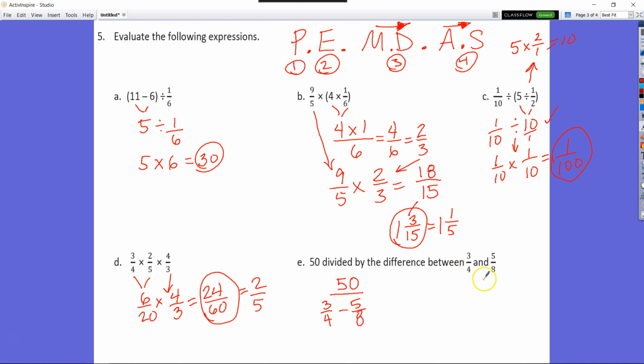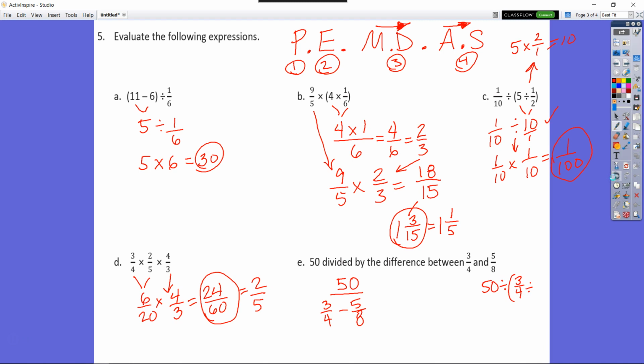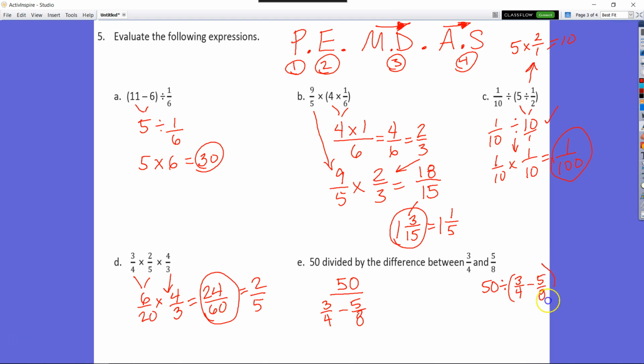Another way, of course, we could have written it out was 50 divided by the difference between 3/4 and, oops, that's supposed to be subtraction, not division, and 5/8. All right, so either way will work. I'm going to show you this way first. Well, I know that I can't take 5/8 away from 3/4, so I would have to have the same denominator. So if I'm trying to get eighths, I would just multiply this by 2.